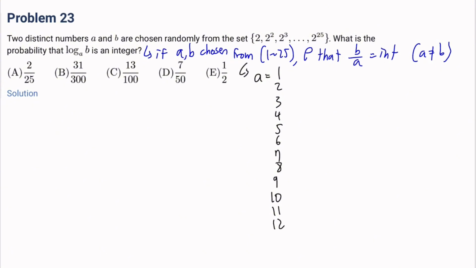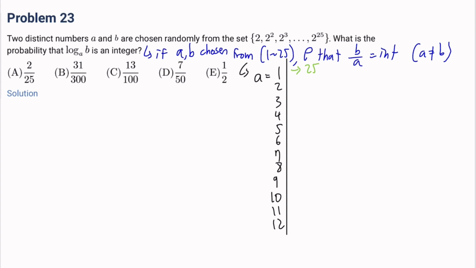Because if a is greater than 12, then there is no number that b can be, because a always has to be less than b for it to be an integer, right? Less than or equal to b. If a is 1, then the number of values of b is everything, so we have 25 possible values of b.